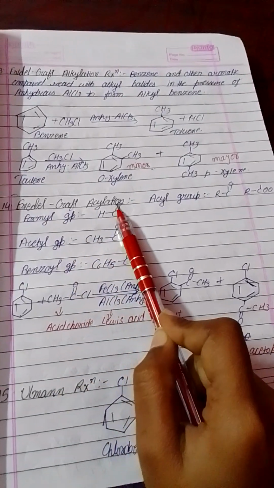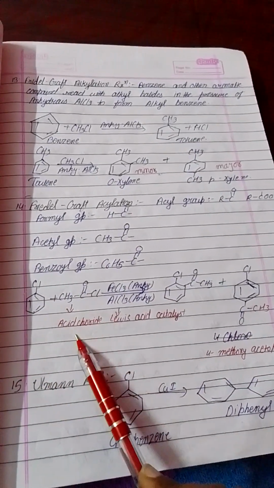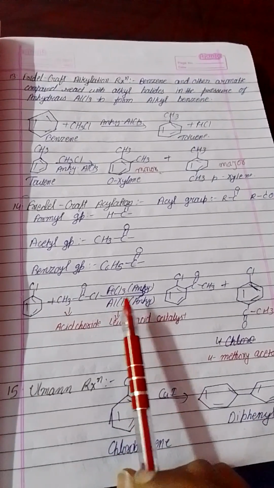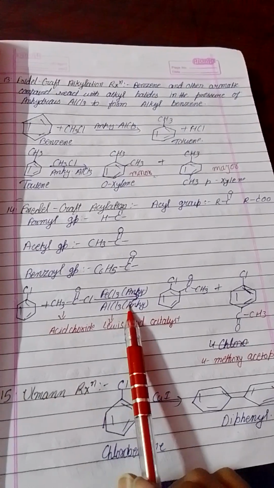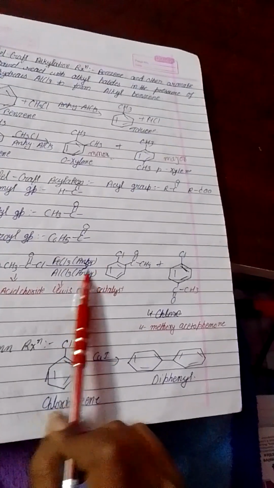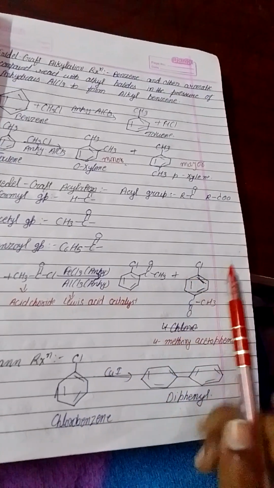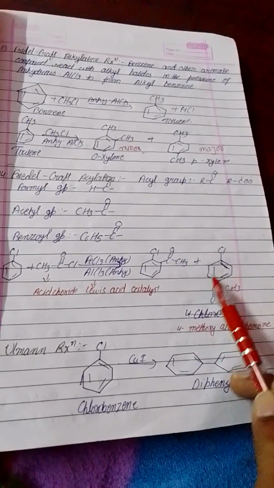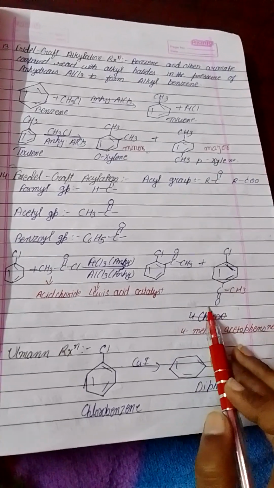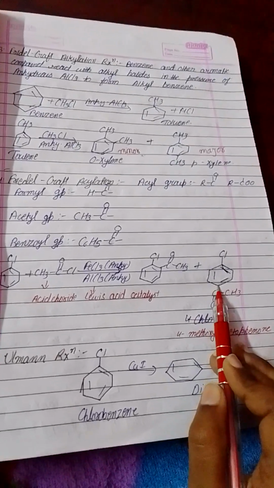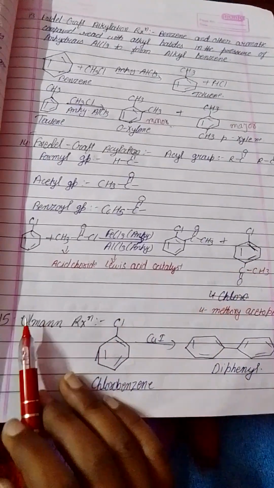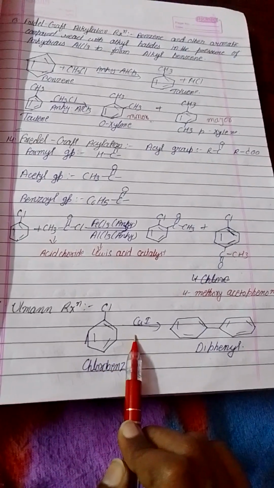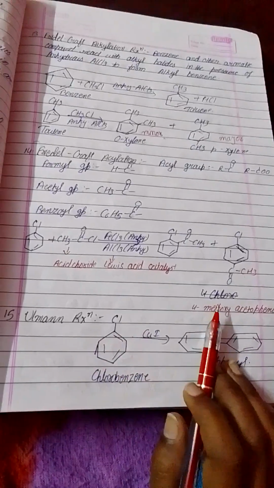Next is Friedel-Crafts acylation. When chlorobenzene is treated with acid chloride in the presence of a Lewis acid catalyst, that is anhydrous FeCl3 or anhydrous AlCl3, it gives 2-methoxyacetophenone and 4-methoxyacetophenone, but the major product is 4-methoxyacetophenone because this group is present at the para position. Next is the Ullmann reaction. When chlorobenzene is treated with cuprous iodide, it gives diphenyl, and this reaction is called the Ullmann reaction.